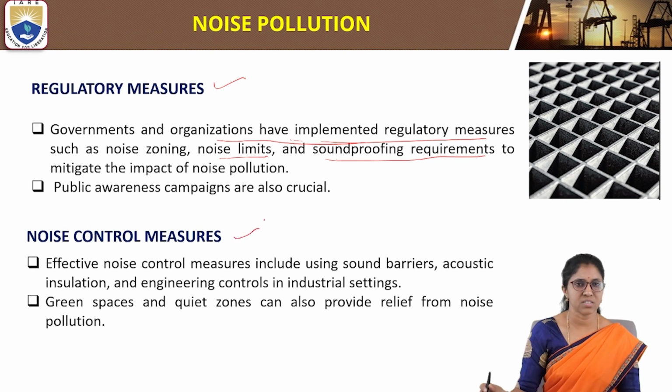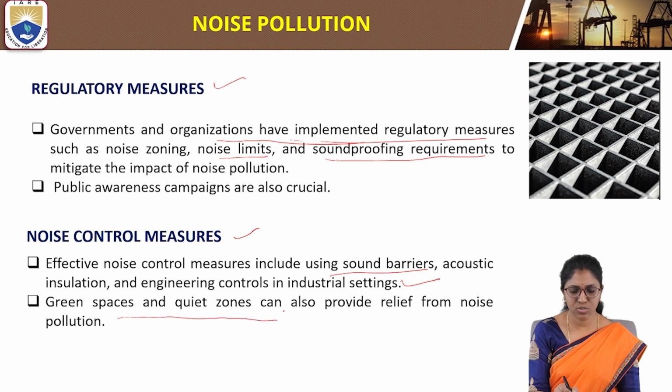Noise control measures. Effective noise control measures include using sound barriers, acoustic insulation, and engineering controls in industrial settings. Green spaces and quiet zones can also provide relief from noise pollution.